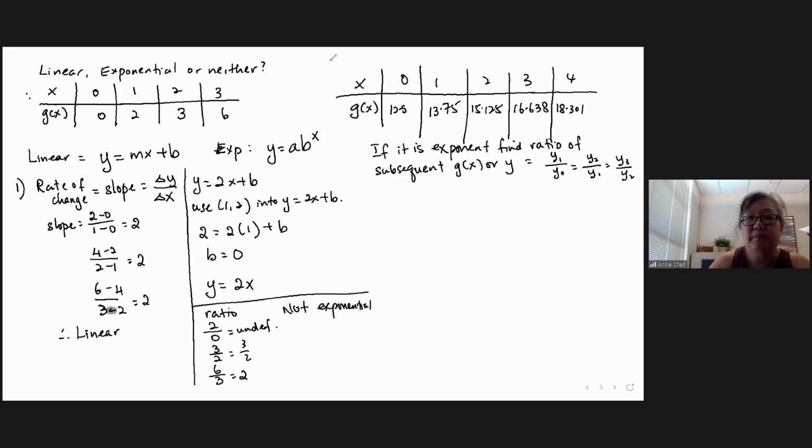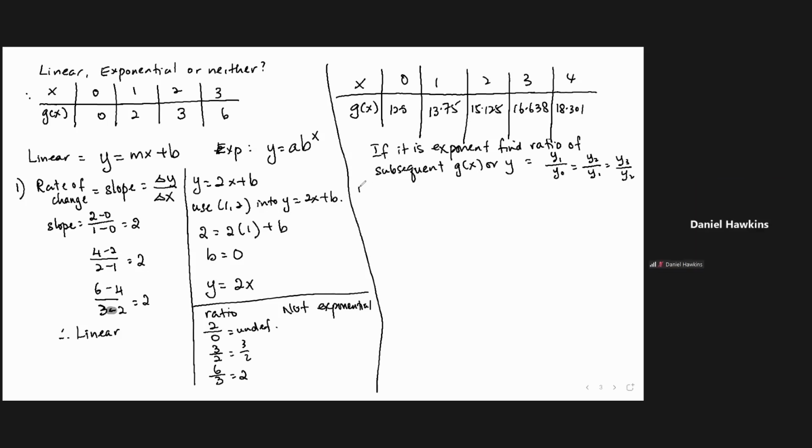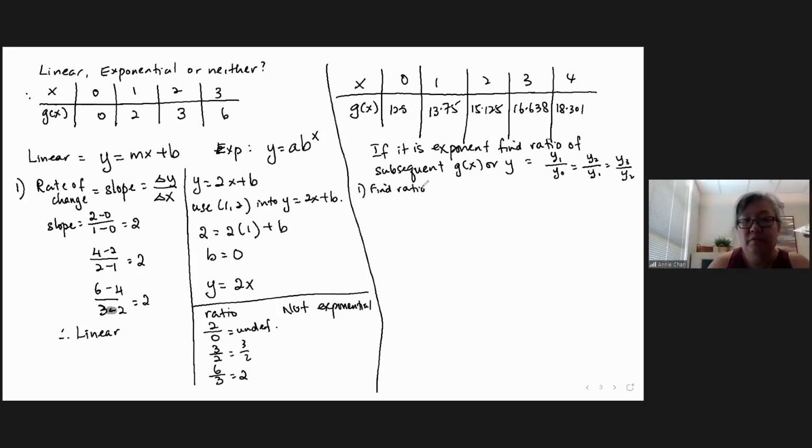What about this one? Find ratio. Well, before we find ratio, let's find the average rate of change.